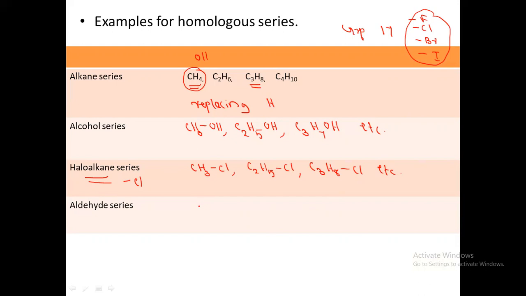The aldehyde functional group is CHO, right? So replace one hydrogen, and you can add a CHO. Again from the second one, C2H5, you can add CHO. Again from the other one, C3H7CHO, it goes like that. If you check all this, the difference in adjacent members is only CH2, and they all have a common functional group, so they are all a homologous series.